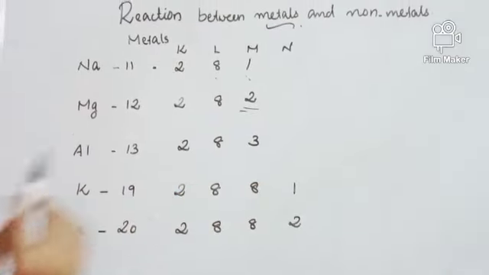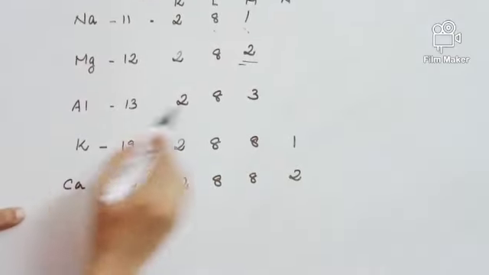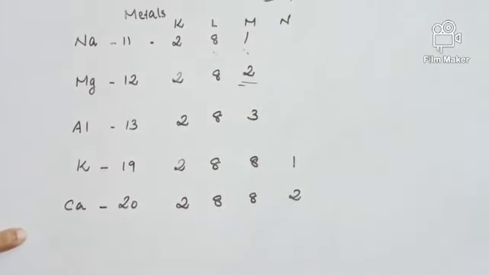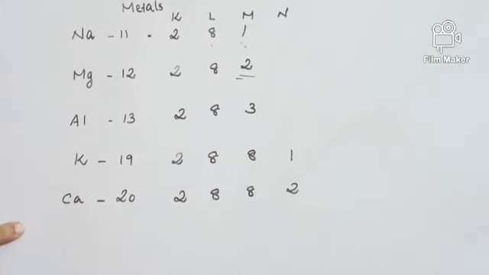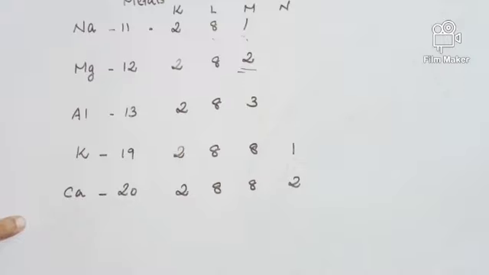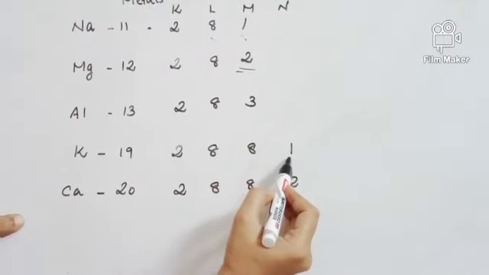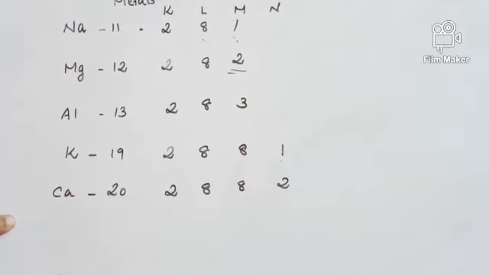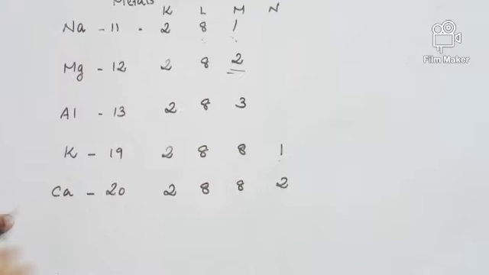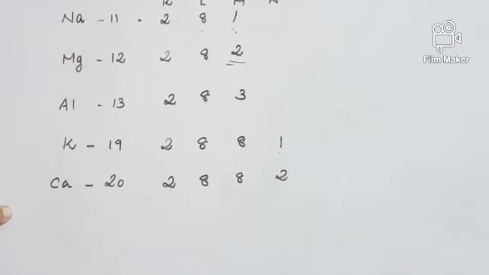Aluminium has 3 electrons in the outermost shell. So it's better for aluminium to lose these 3 electrons so that it can attain stability by getting 8 electrons. Potassium also has 1 electron in the outermost shell, so potassium will also lose this electron. Similarly, calcium also loses 2 electrons.